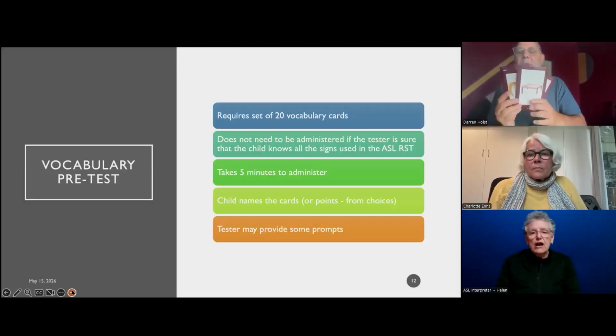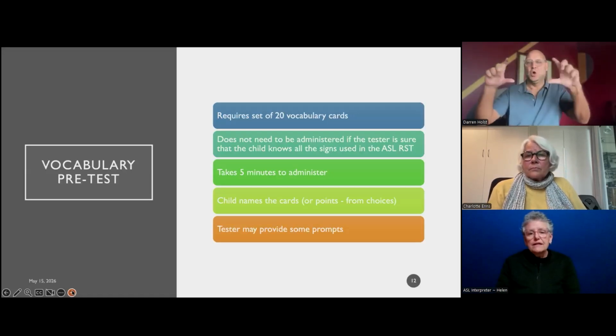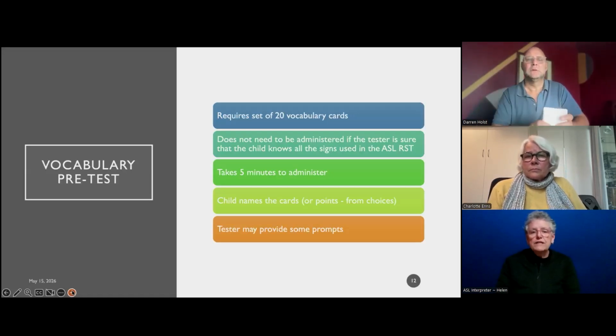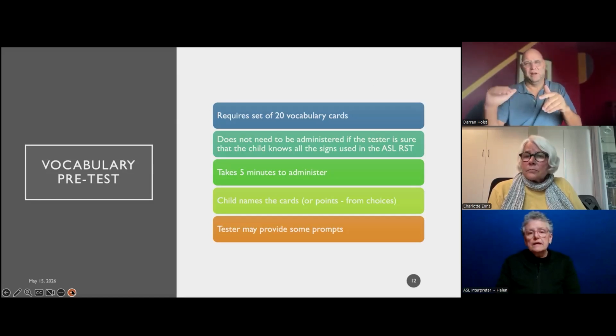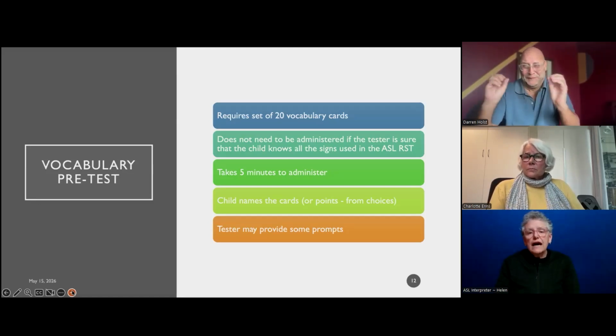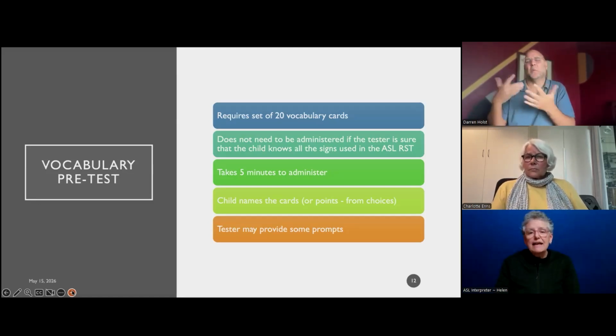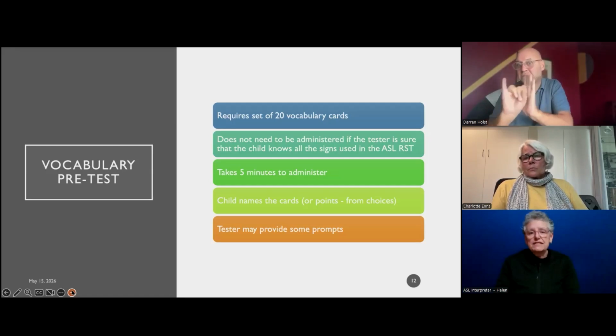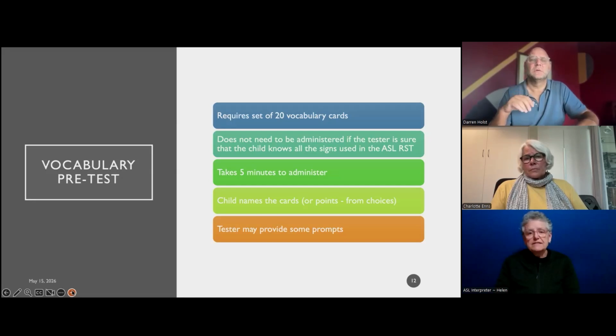Here's what the pictures are. And there are 20 cards. They're like 20 flashcards. So if you feel like the child doesn't have any sign language at all, then you would wait until the child did know the signs, and then you could proceed with the test to see if they could identify the vocabulary. And this pretest takes about 5 minutes.